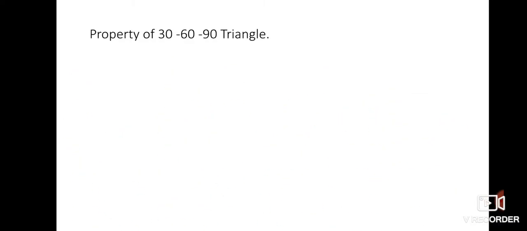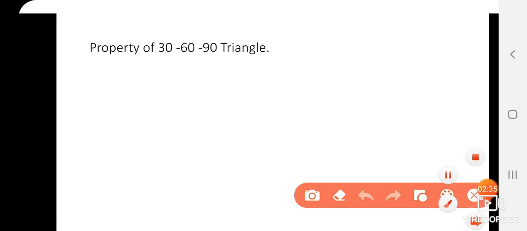Property of 30, 60, 90 triangle. A very important concept over here where you will be asked a simple 2 marks sum. So we are going to study about the property of 30 degree, 60 degree and 90 degree triangle.